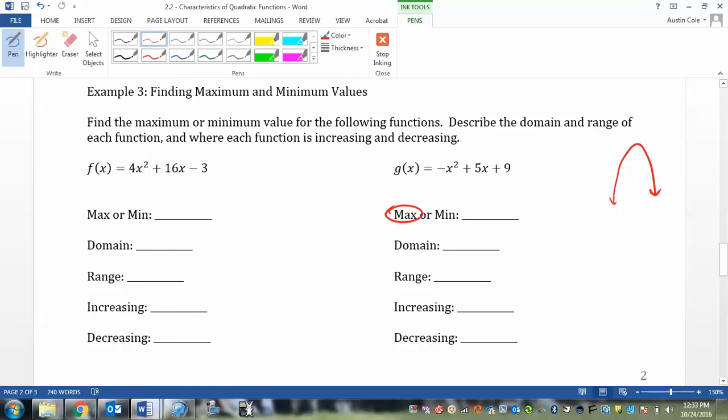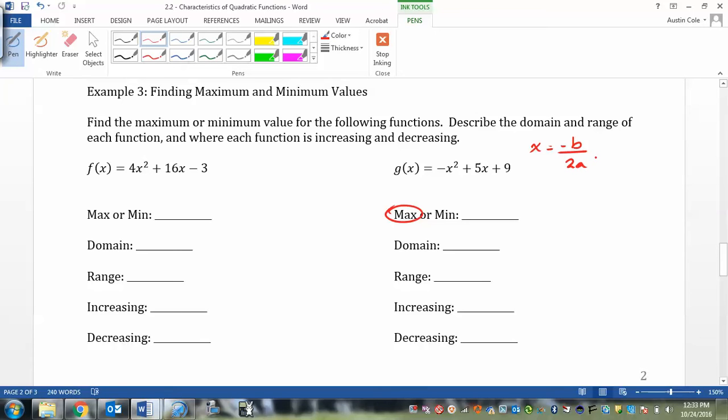Can anyone in their own words explain what that means or what we need to do? Maybe you want to give it a try? Well, what we need to do is find the axis of symmetry, and we got to plug that number that we get in for all x's. Excellent. So we need to find the axis of symmetry. To find the axis of symmetry, it's the opposite of our b value over 2 times our a value.